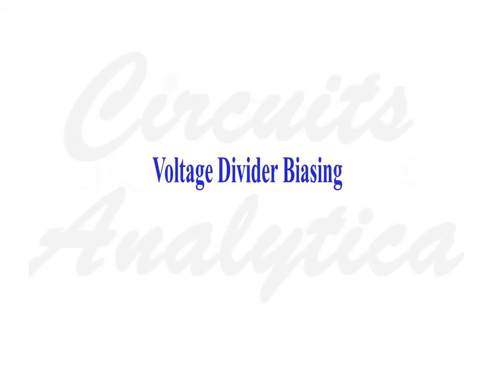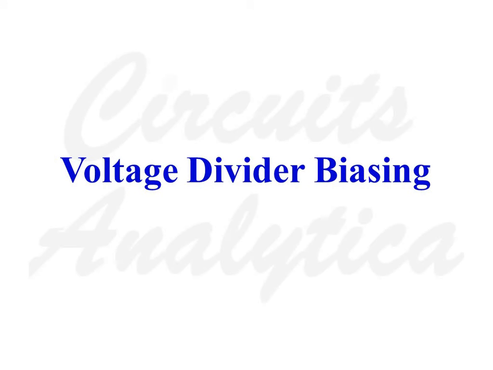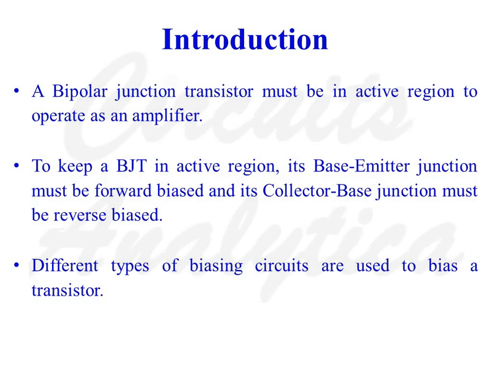In this video, we will discuss the voltage divider biasing circuit. A bipolar junction transistor must be in the active region to operate as an amplifier. To keep a BJT in the active region, its base emitter junction must be forward biased and its collector base junction must be reverse biased. Different types of biasing circuits are used to bias a transistor.